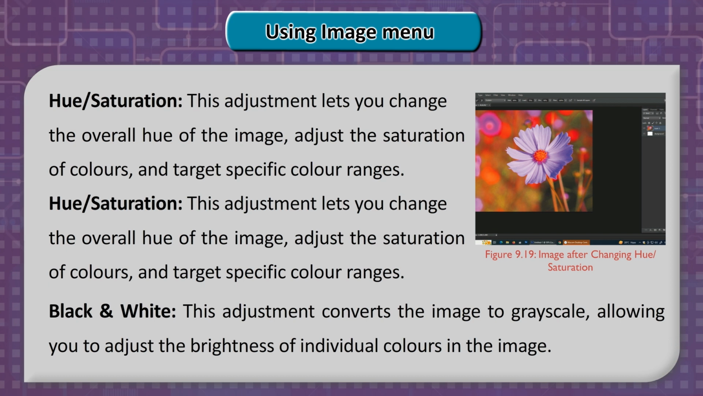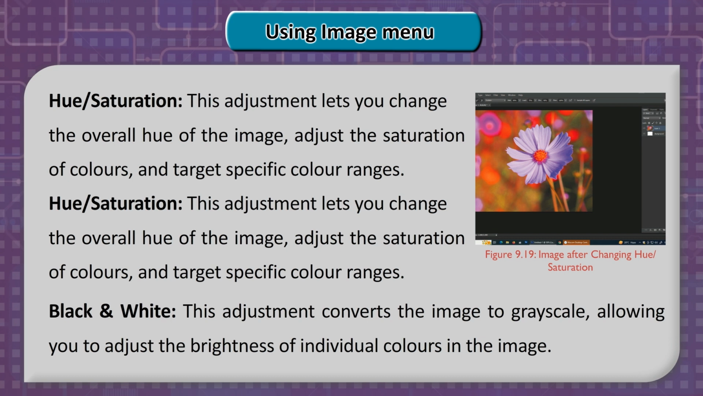Hue/saturation. This adjustment lets you change the overall hue of the image, adjust the saturation of colors, and target specific color ranges. Color balance. Color balance adjustment allows you to adjust the balance of colors in an image, fine-tuning the overall color cast. Black and white. This adjustment converts the image to grayscale, allowing you to adjust the brightness of individual colors in the image.